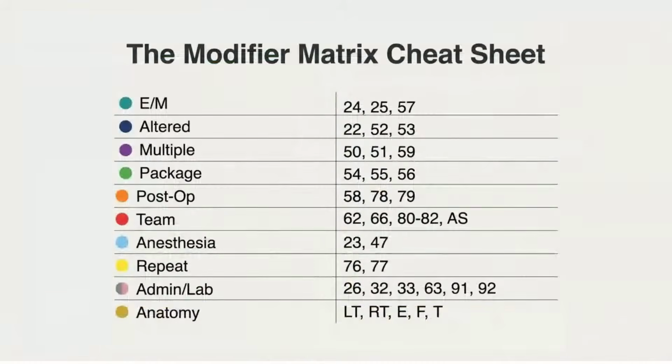Now, this is, to me, the best part of this discussion. This is the best thing that I think I got out of this. We got a new cheat sheet. And I just think it's good to have while you're training. Like, look, E&M, here's your common E&M codes. And you can relabel this. If altered doesn't make sense to you, like if something changed about the procedure, it's 22, 52, and 53. If there are multiple procedures, 50, 51, surgical packages, post-op, teams, anesthesia, repeat, etc. I love this. And I printed this out for you.